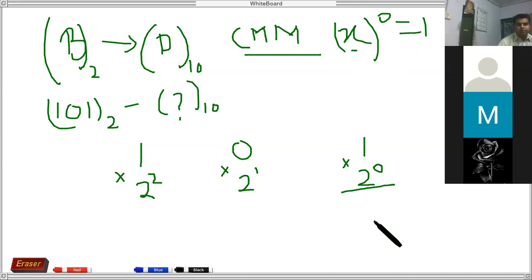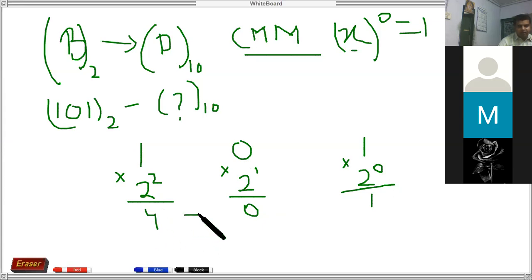Sir, 1. Okay. Then 2 to the power 1 is how much? 2. So 2 into 0 is how much? 0. 2 to the power 2 is how much? 4. 4 into 1 is how much? 4. Okay. Done? So 4, 0, 1.